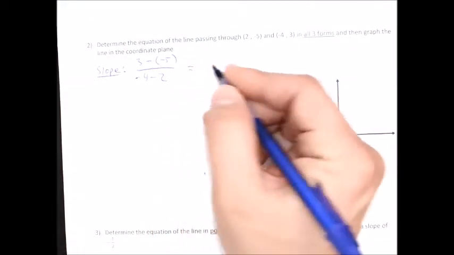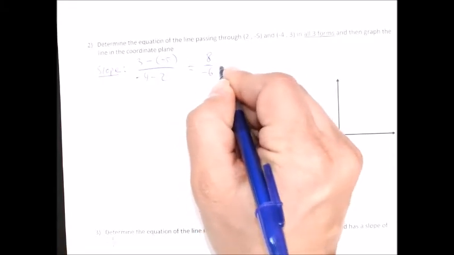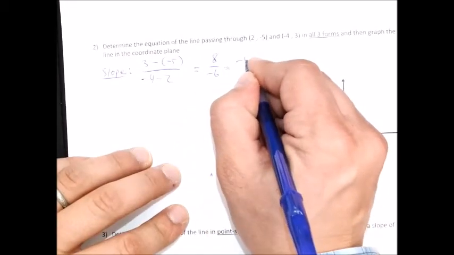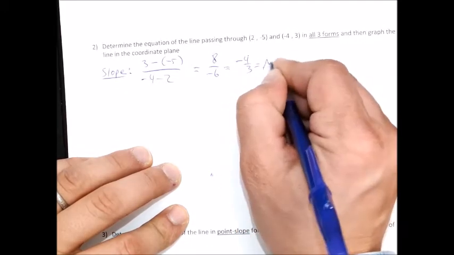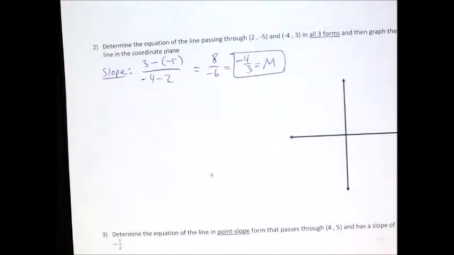So this slope is going to end up being 8 over -6, or -4/3. So that's our m. In all the equations on the previous pages, that's going to be our m.